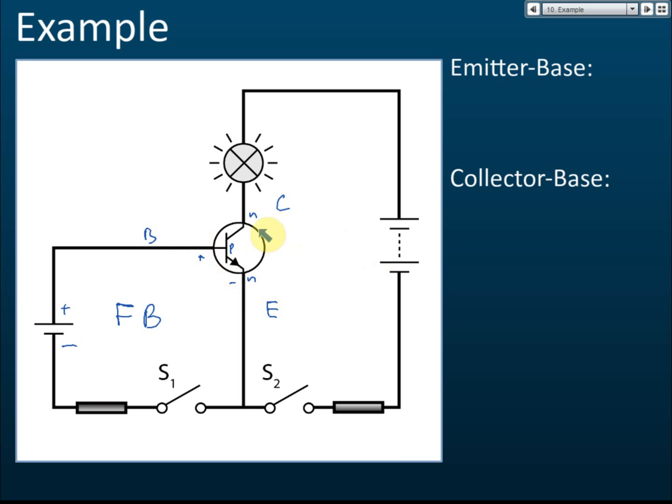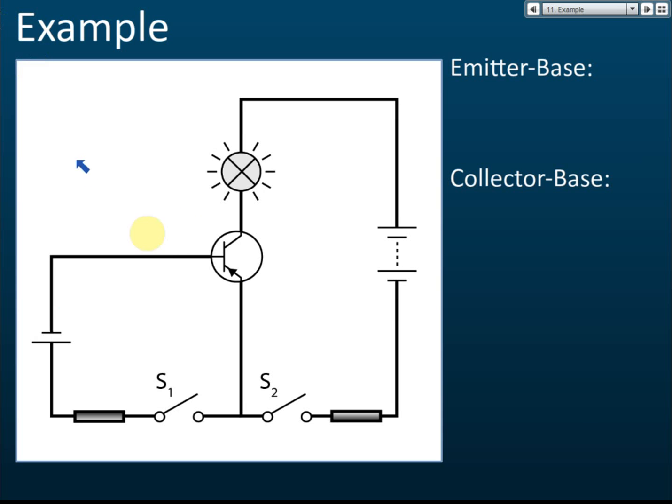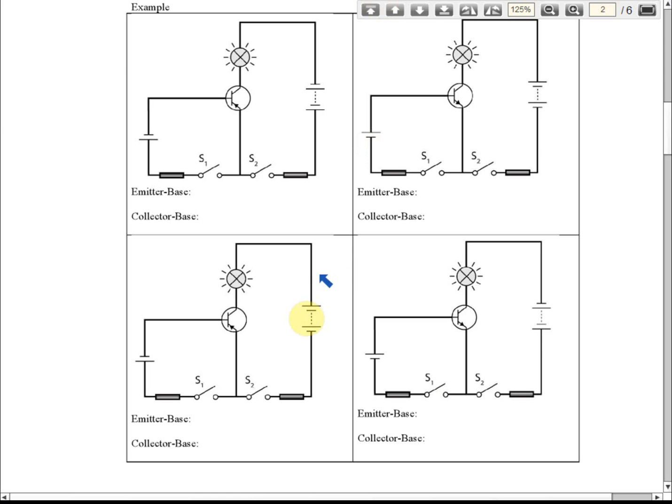Then how about collector base? Positive is connected to N, so it's reverse bias, right? Reverse bias. So emitter base is forward bias and collector base is reverse bias. So this is a correct connection. Now this one.